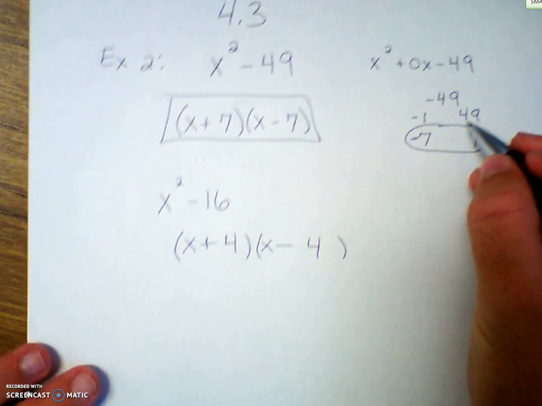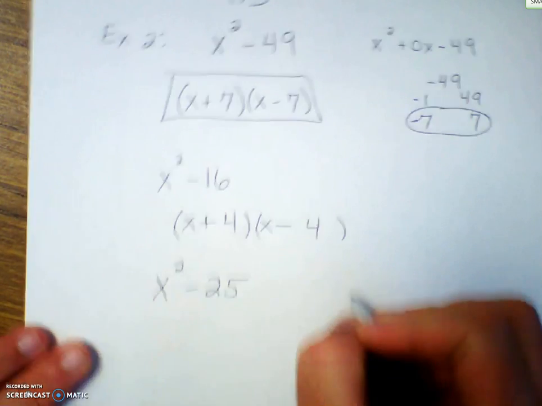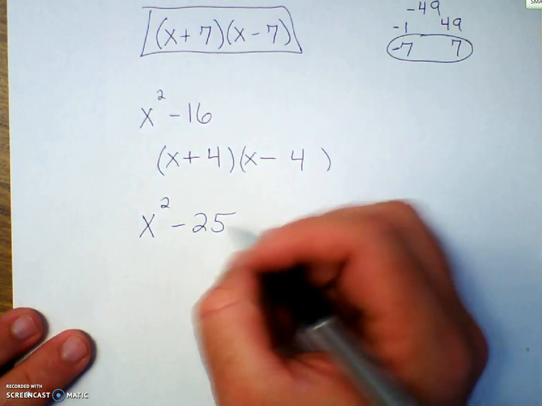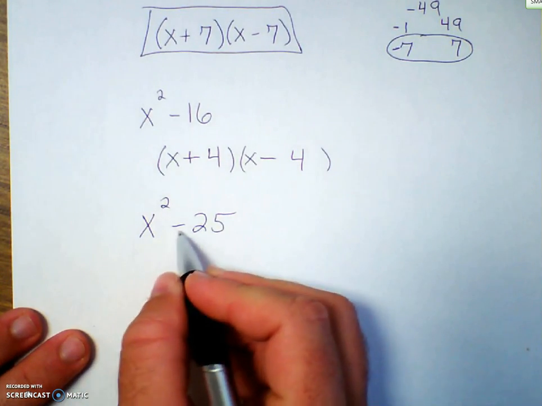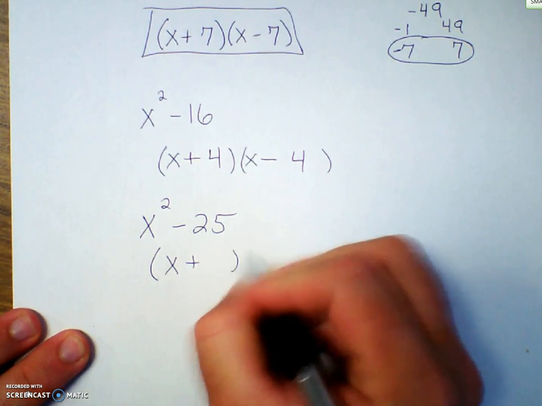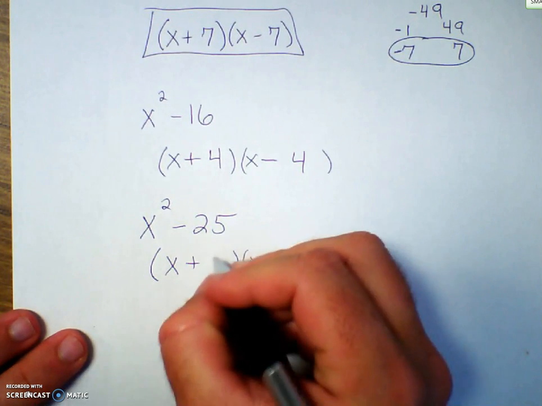Okay? Let's do another one. X squared minus 25. Same thing. Factor this one. It's got 2 terms. This is a perfect square. It is a minus sign, so we can factor this. Put x plus, x minus, and then the square root of 25 is 5.